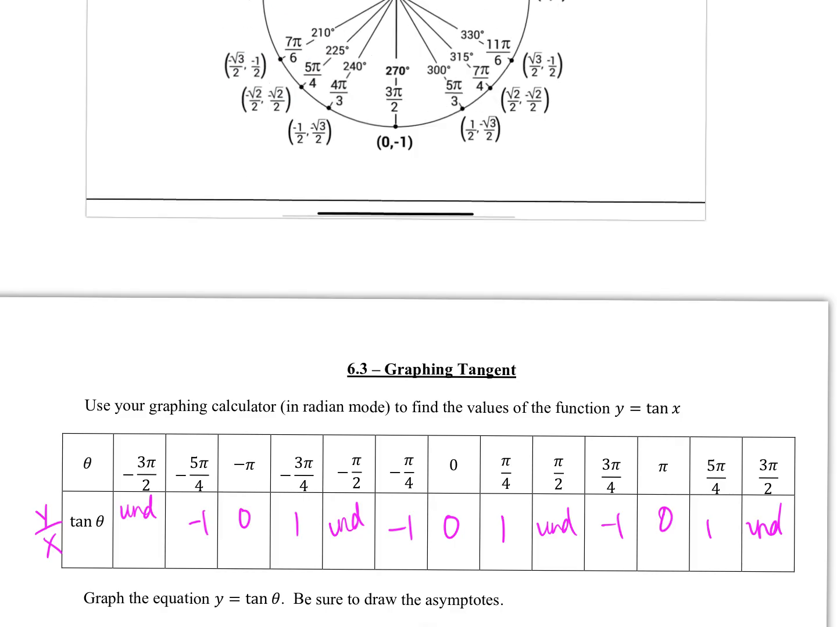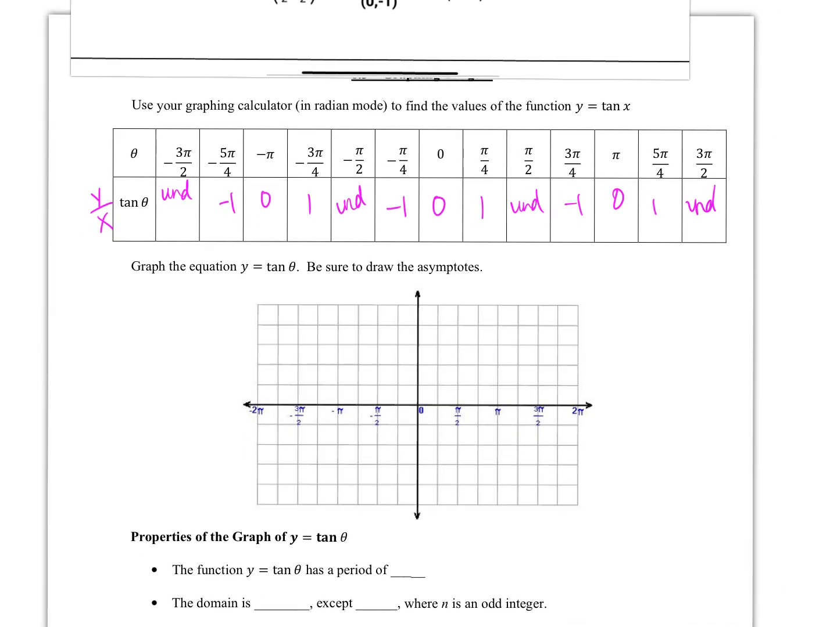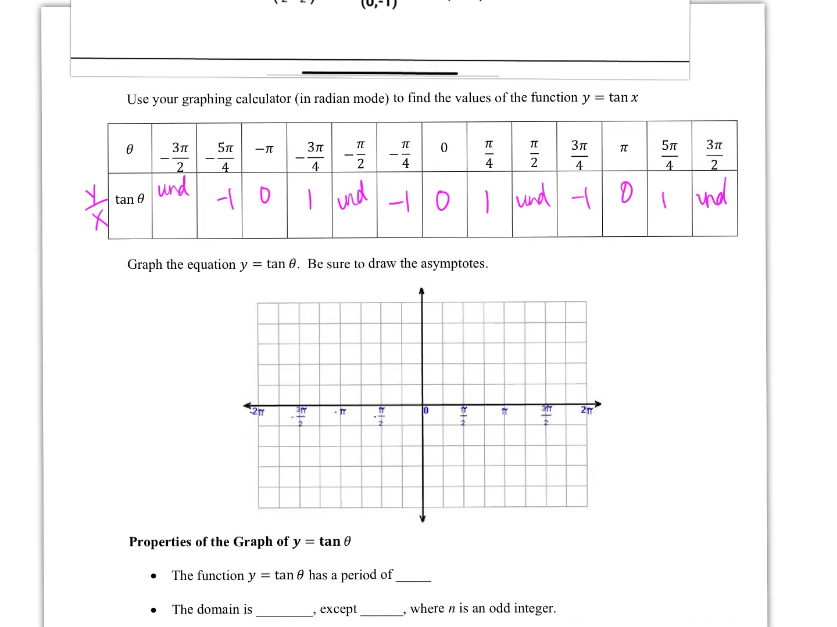Okay. So now that we've got that info, let's go graph. And you agree, like Chloe said, every time it says undefined, that's going to be a vertical asymptote. So I'm going to go to negative 3 pi over 2, and I'm going to draw a vertical asymptote. Make sure that that is dashed, everybody. I'm going to go to negative pi over 2. That is a dashed line. Vertical asymptotes are always dashed.